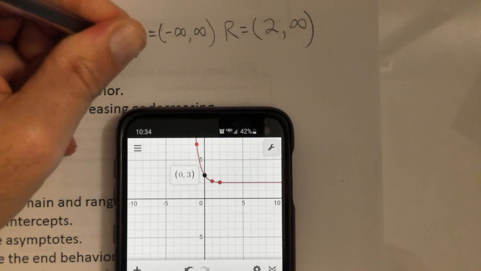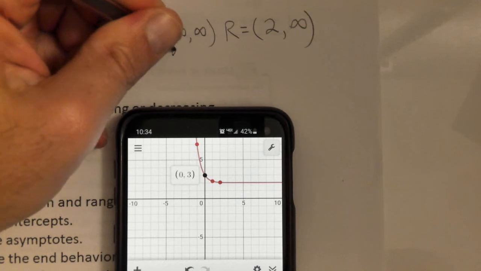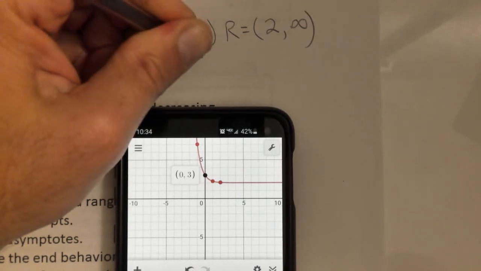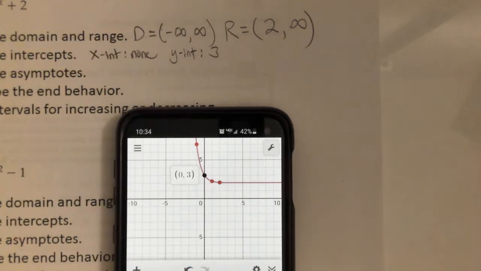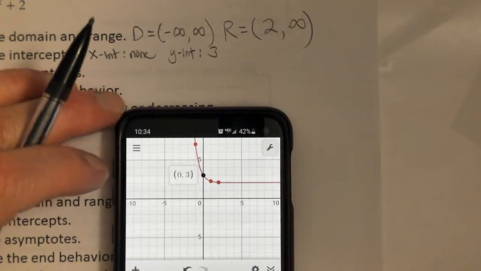There is none. All right, and the y-intercept, I would say, is 3. You could write that out as an ordered pair if you wanted to, (0, 3). Either way would be sufficient.